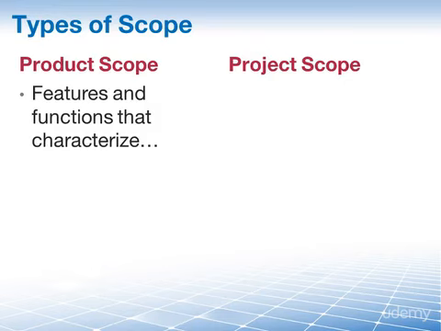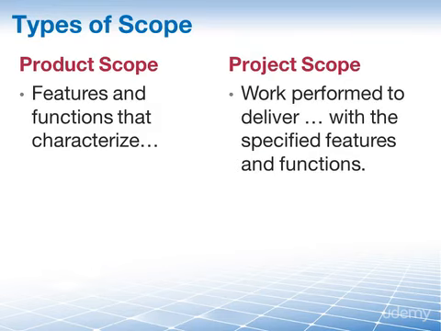The project scope, on the other hand, is defined as the work that must be performed to deliver a product, service, or result with the specific features and functions. It is the description of the work required to deliver the product. It defines what work will and will not be included.